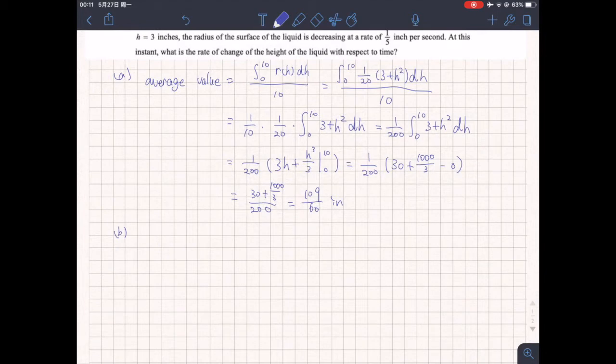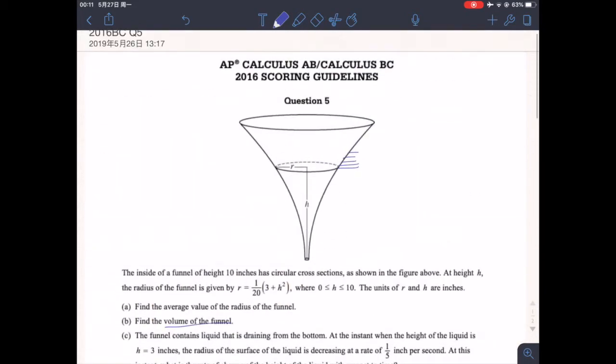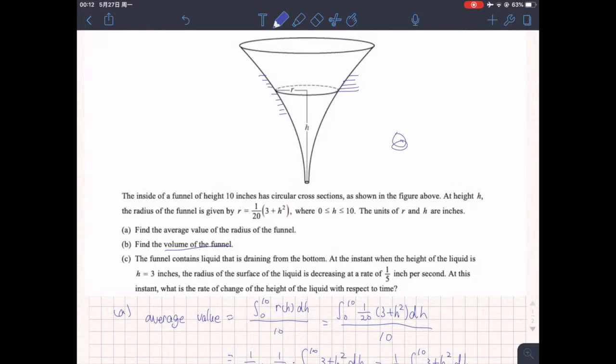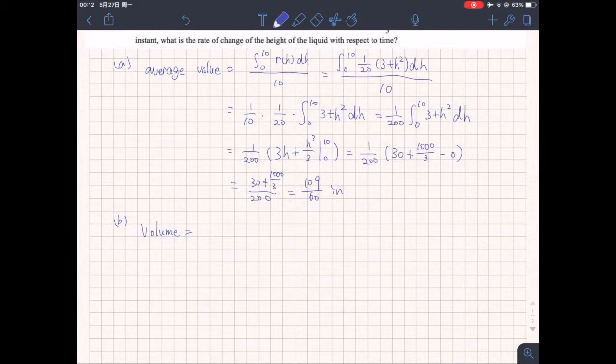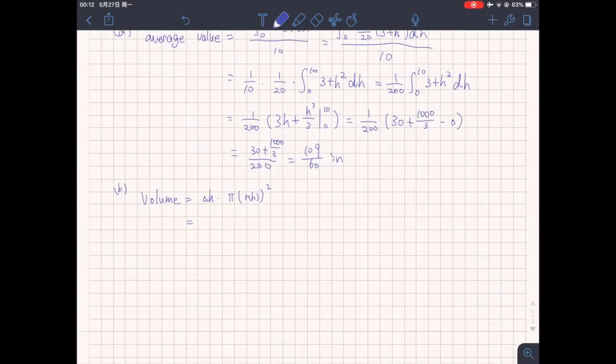Problem B. Find the volume of the funnel. It is a little bit complicated to think, but as I draw some slices on the graph in the text, every slice that I draw is a single two-dimensional circle, and if we stack them up, they make up a volume. So in the volume, delta h represents the height, times pi r squared, which is the area of the circle. Because if we stack them up, they make up a volume.